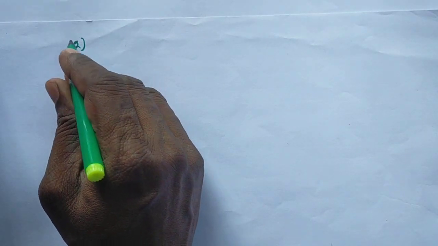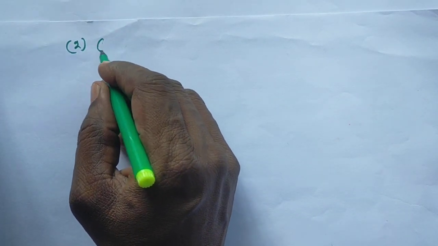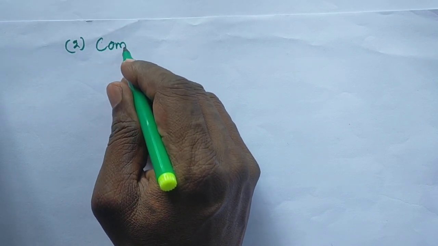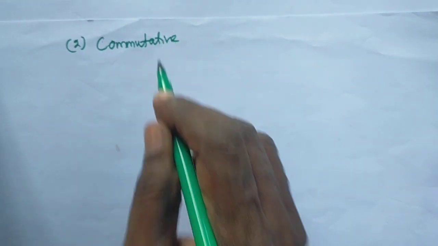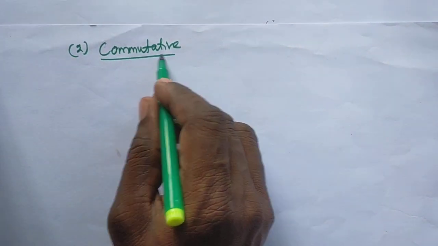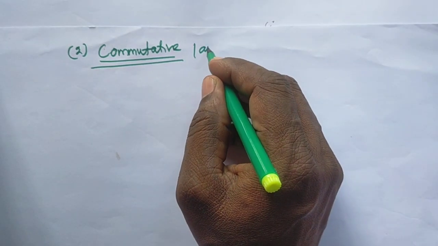Another property we can discuss is the commutative property. Another one you can write is associative. Different rules are there. So the commutative property, how is it satisfied? Or the commutative law we will define.